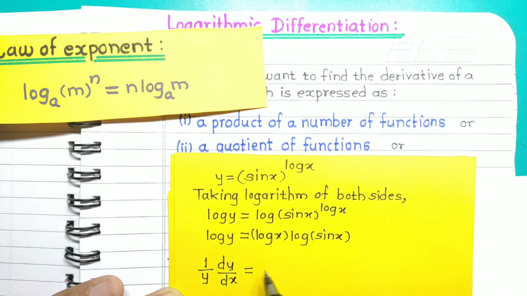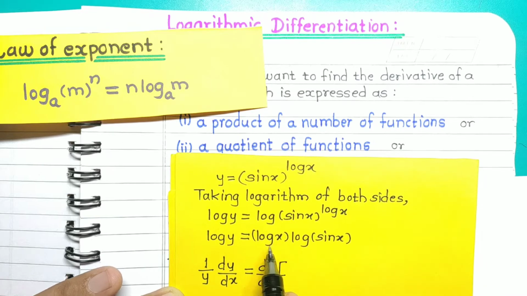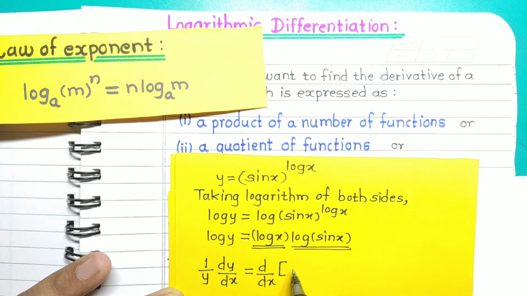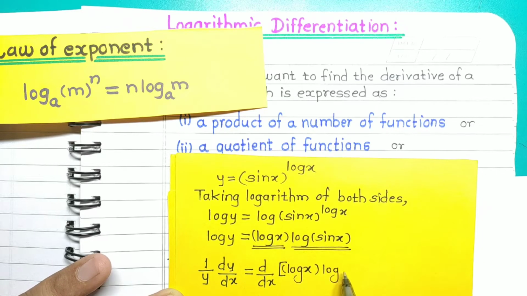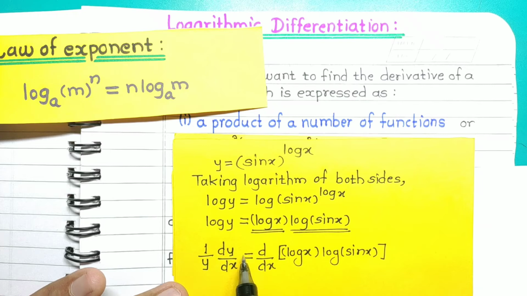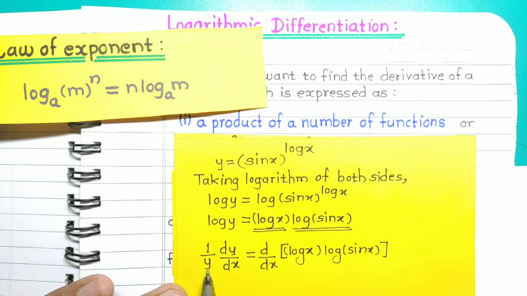And for the derivative of this product we have the product rule. So let's treat log x as the first function and log of sin x as the second function, and apply the product rule for differentiation. So we can find this derivative easily, and then afterwards we have to calculate dy by dx. So you multiply this y to this derivative and you will get the required derivative of the given function.